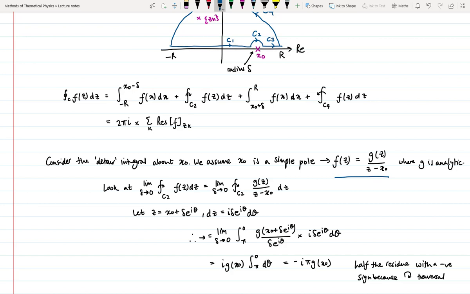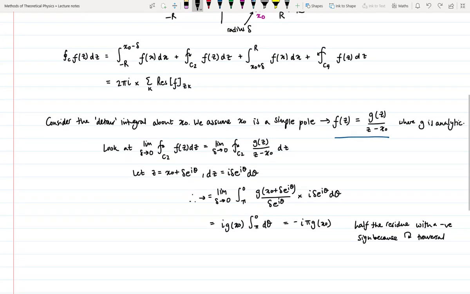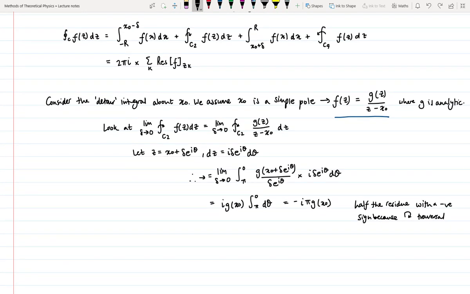By the way, you might recognize the calculation we've done at the bottom of the page. We actually already calculated this in the third question of problem sheet 7, but we considered arbitrary limits theta 2 and theta 1 instead of 0 and pi as here. Looking at the top of the page, let's now consider what happens when we take the following limit. We take the limit as delta, the radius of the detour, goes to 0, and r goes to infinity of our contour integral.